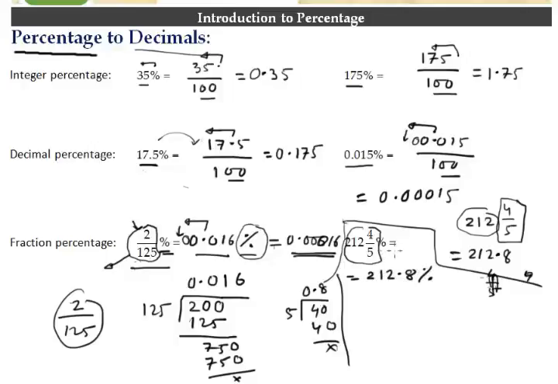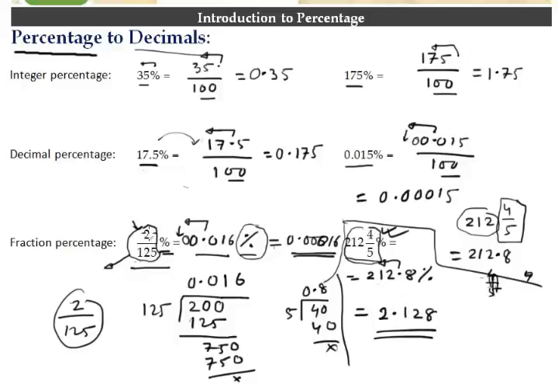Percentage is still there. We did not do anything with this percent. We just converted this value part into decimal. So now, because of the percentage, this decimal point will go 2 digits left. It will come between 2 and 1. So it will be 2 decimal point 128. So this is the decimal value corresponding to this fractional percentage.